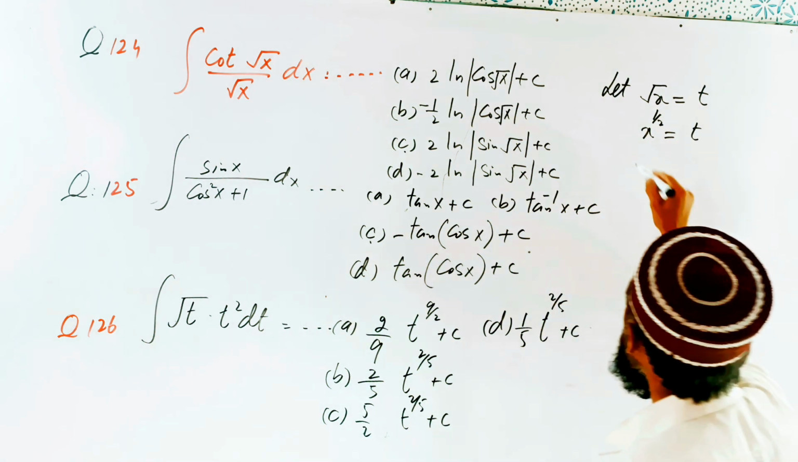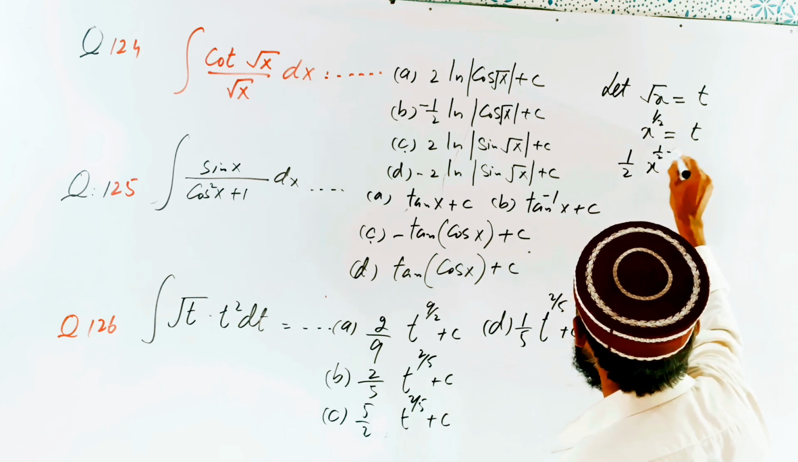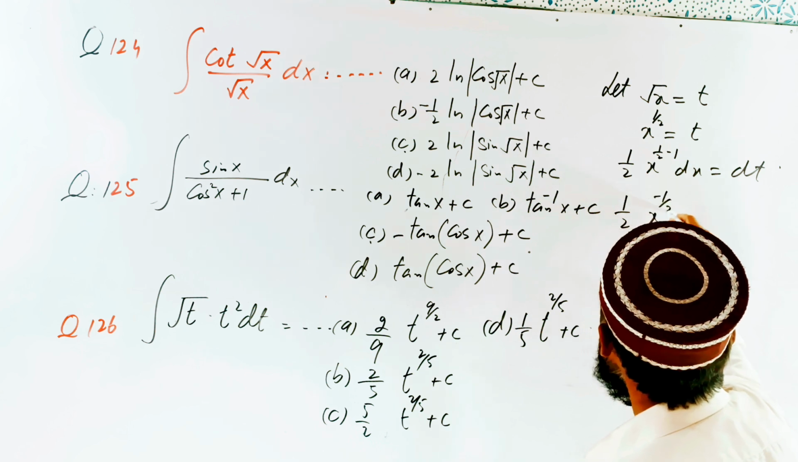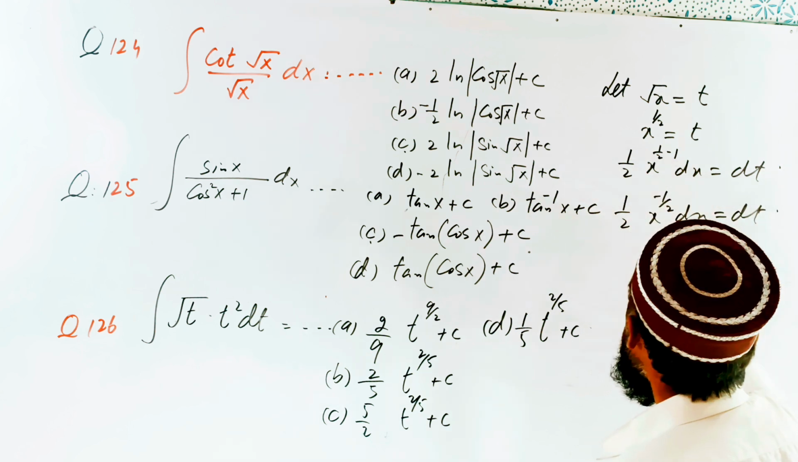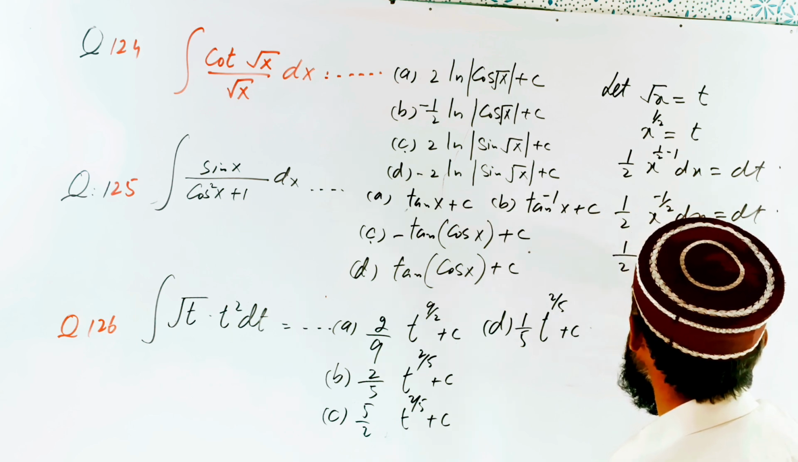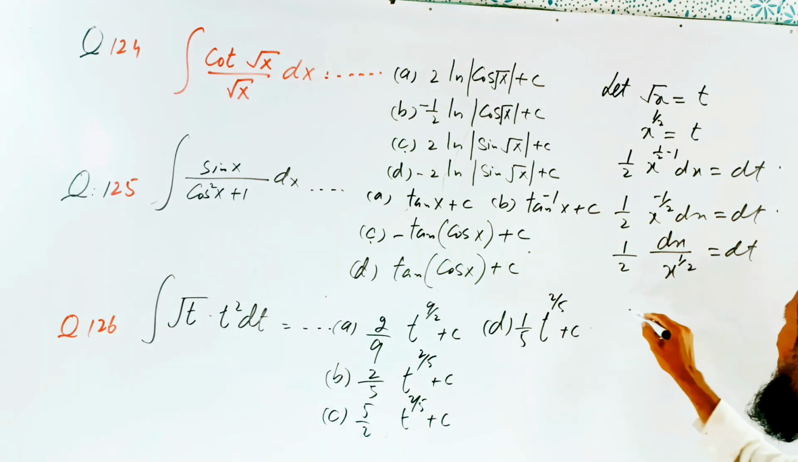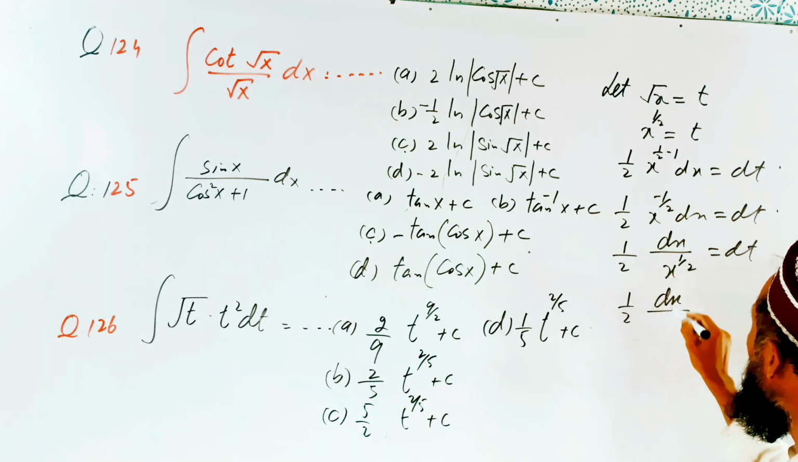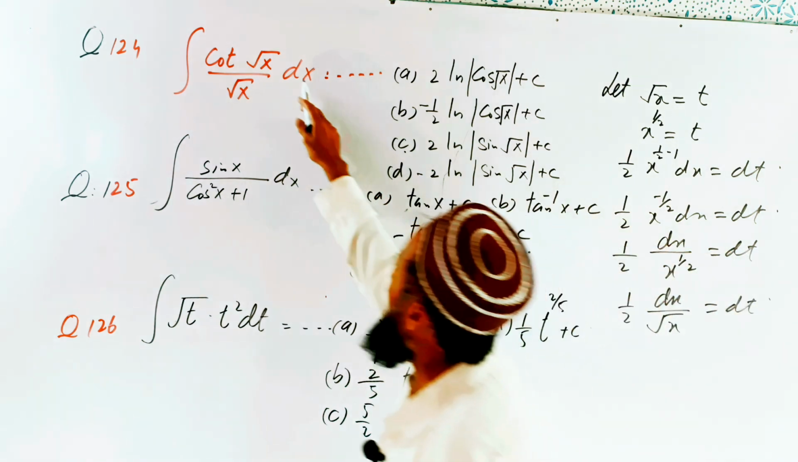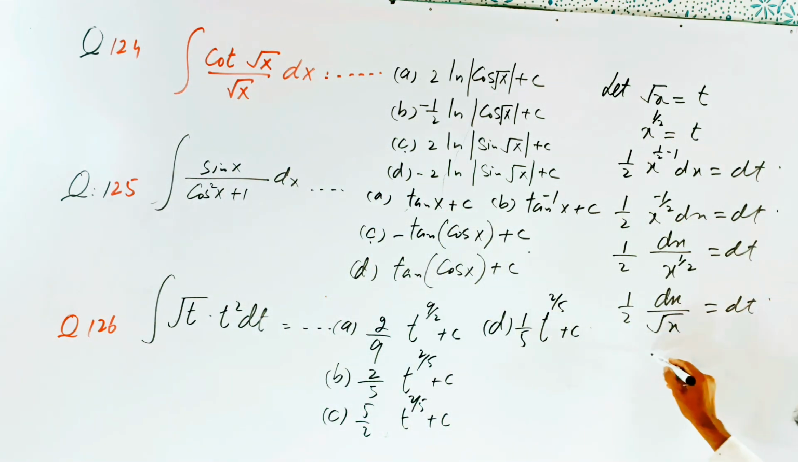So differentiating with respect to x, 1 by 2, x to the power 1 by 2 minus 1, and further derivative of x, dt. So we get 1 by 2 x to the power minus 1 by 2 dx equals dt, and if we change into positive, this will be 1 by 2 dx equals under root x dt. Here we require dt, x is already available in the question, and multiplying 2 to both sides, this will be equal to 2 dt.